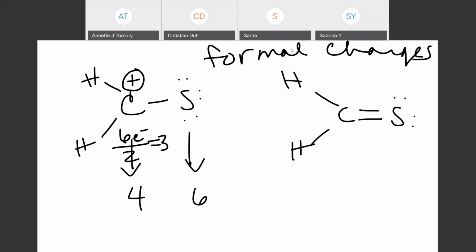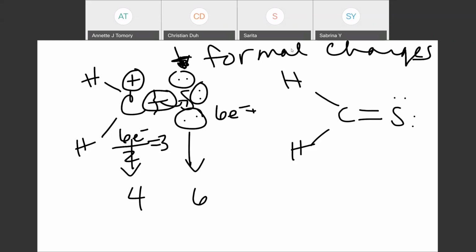Look at sulfur now. Look at this sulfur here. How many electrons does it have for lone pairs around it? 6. And then we have this bond here. If we take half of that bond, how many more does it have? This electron comes over to sulfur. 7. We have 7 total. We're adding 1 more electron to it. You follow that?